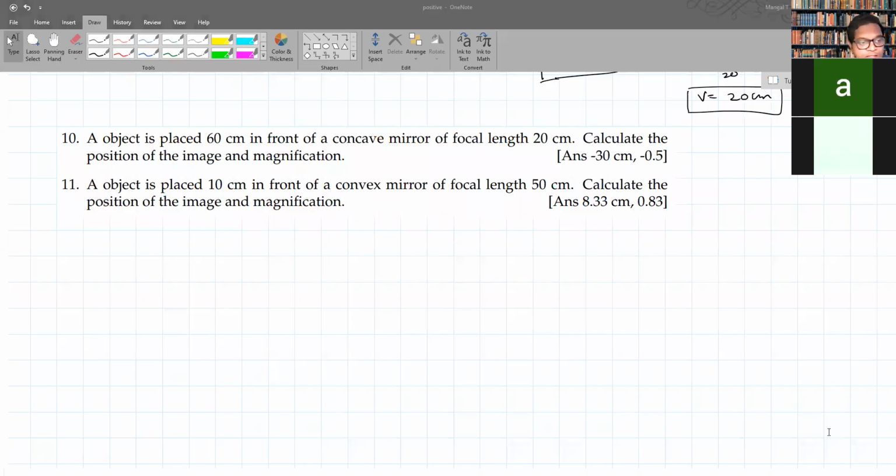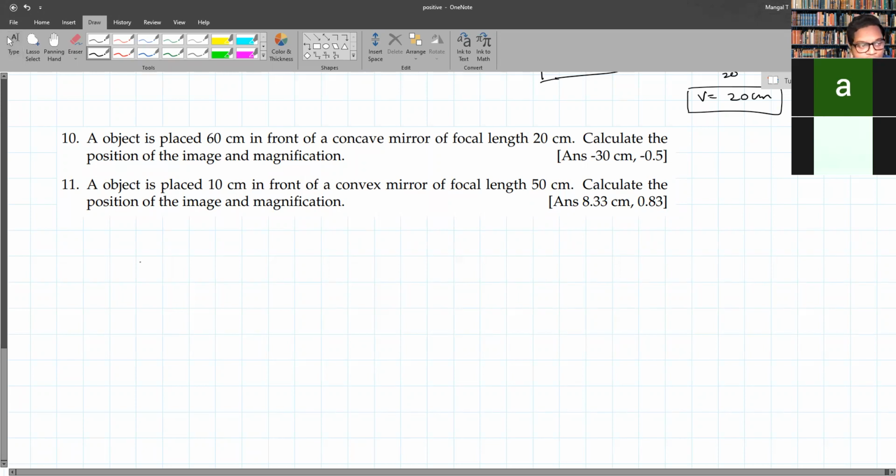An object is placed 60 centimeter in front of a concave mirror. So u is equal to minus 60 centimeter, and the focal length is 20 centimeter. So the focal length is negative 20 centimeter. Now calculate the position of the image. Again, they want v and they want m.